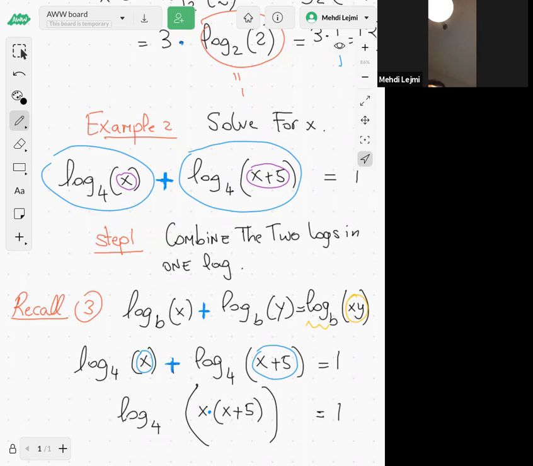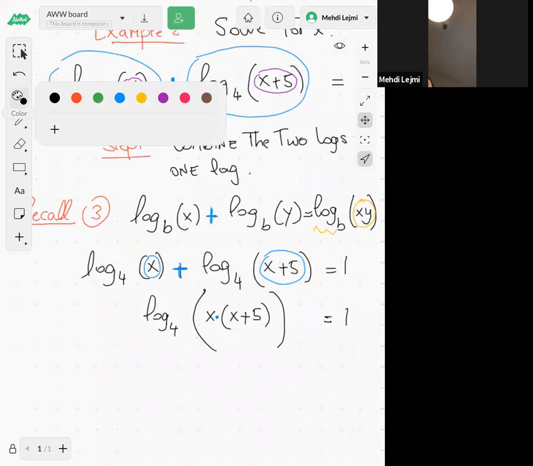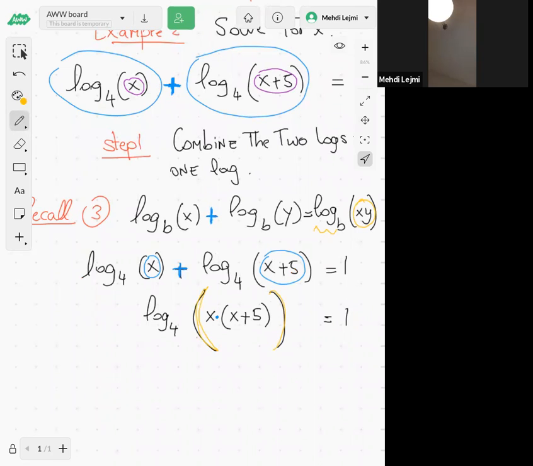So, of course, again, guys, it's not log times x times x plus 5. This is log of this whole thing, like the whole log of this x times x plus 5. All right, so I have now just one log of this whole thing, x times x plus 5. Now, in the next step, I can get rid of this log.